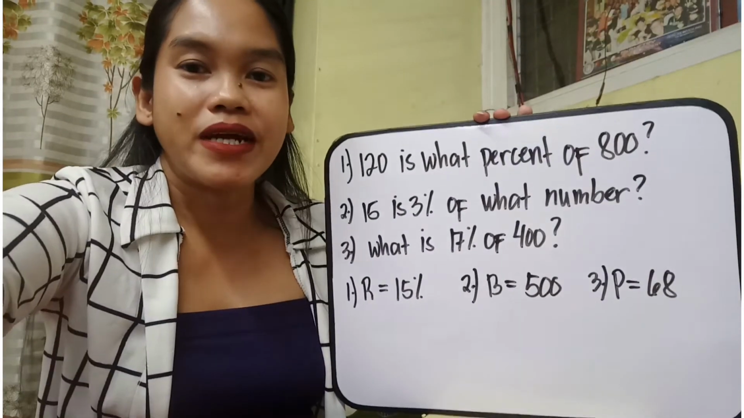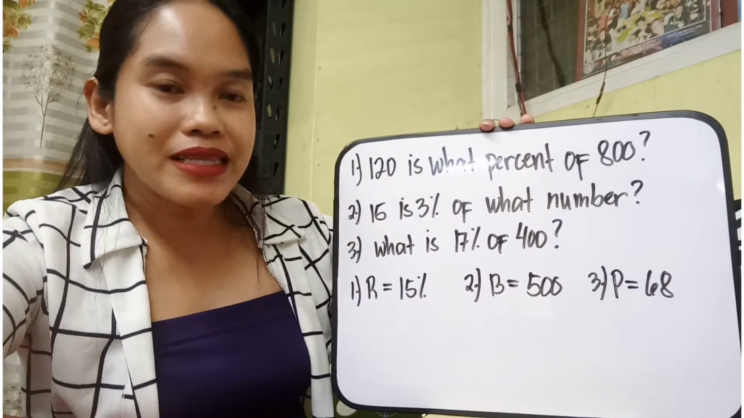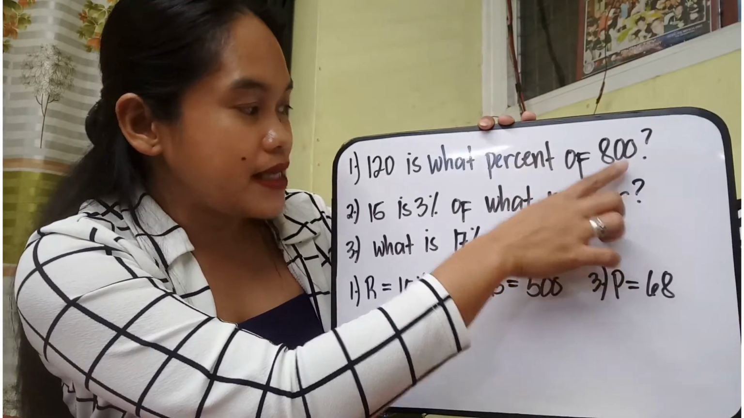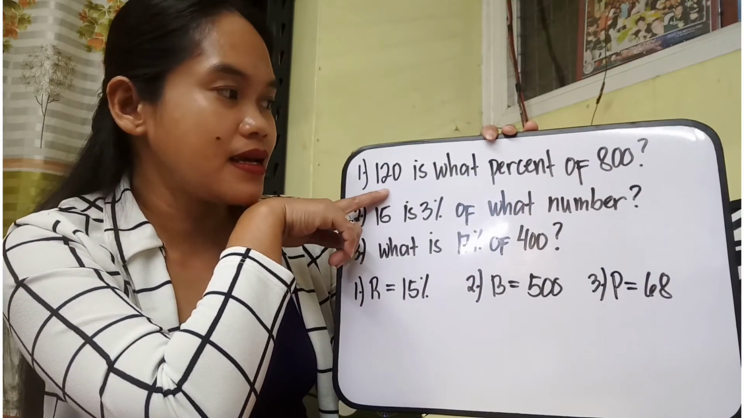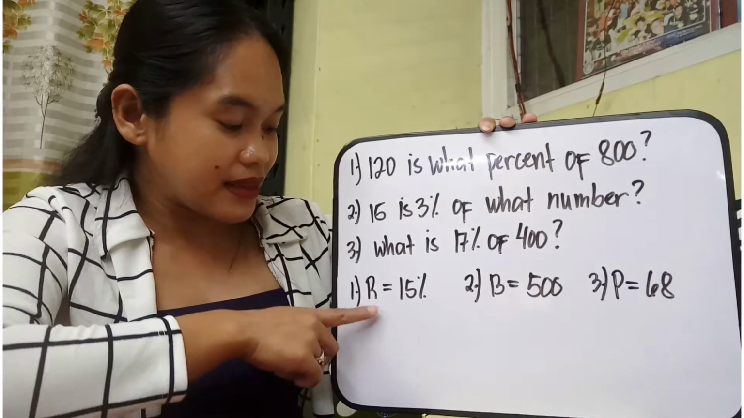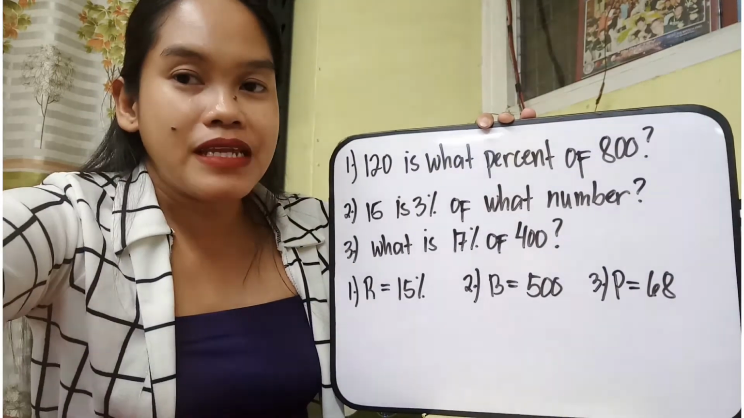Now, let's check our answers kung tama ba. So, ano yung sagot natin sa number 1? Ano yung hinahanap sa number 1? 120 is what percent of 800? So, meron tayo ditong whole or ating base and meron tayong part of a whole or ang ating percentage. And ang hinahanap natin is yung merong percent sign. So, rate yung ating hinahanap. Rate is equal to 15%.